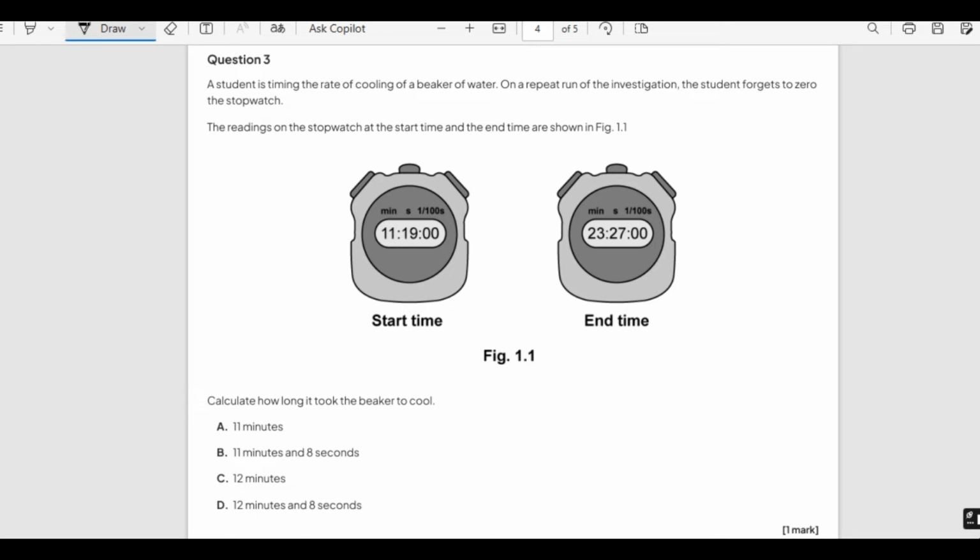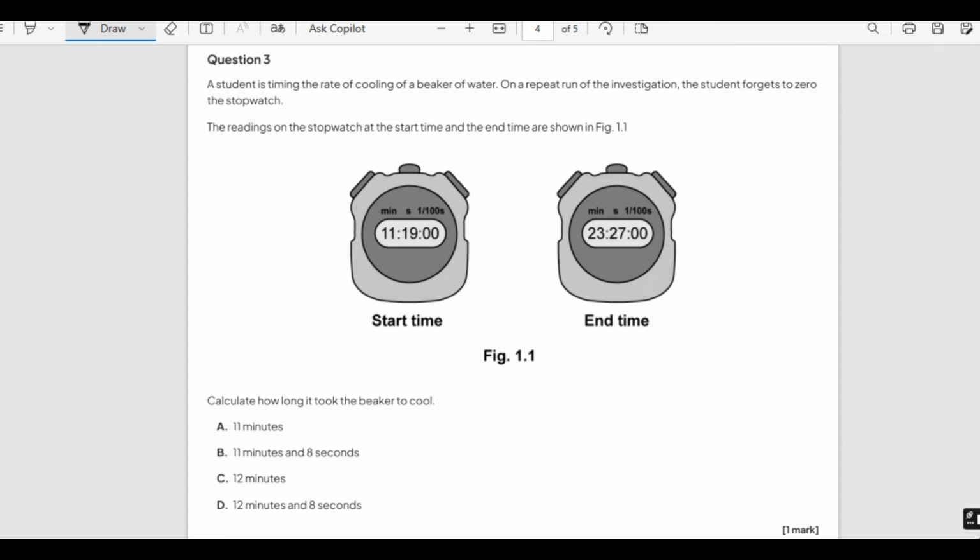Okay, now look at the third question. It says a student is timing the rate of cooling of a beaker of water. On a repeat run of the investigation, the student forgets to zero the stopwatch. Okay, so this one is not starting from zero, but starting from, let's say, 11 minutes. The readings of the stopwatch at the start time and the end time are shown in the figure. Calculate how long it took the beaker to cool.